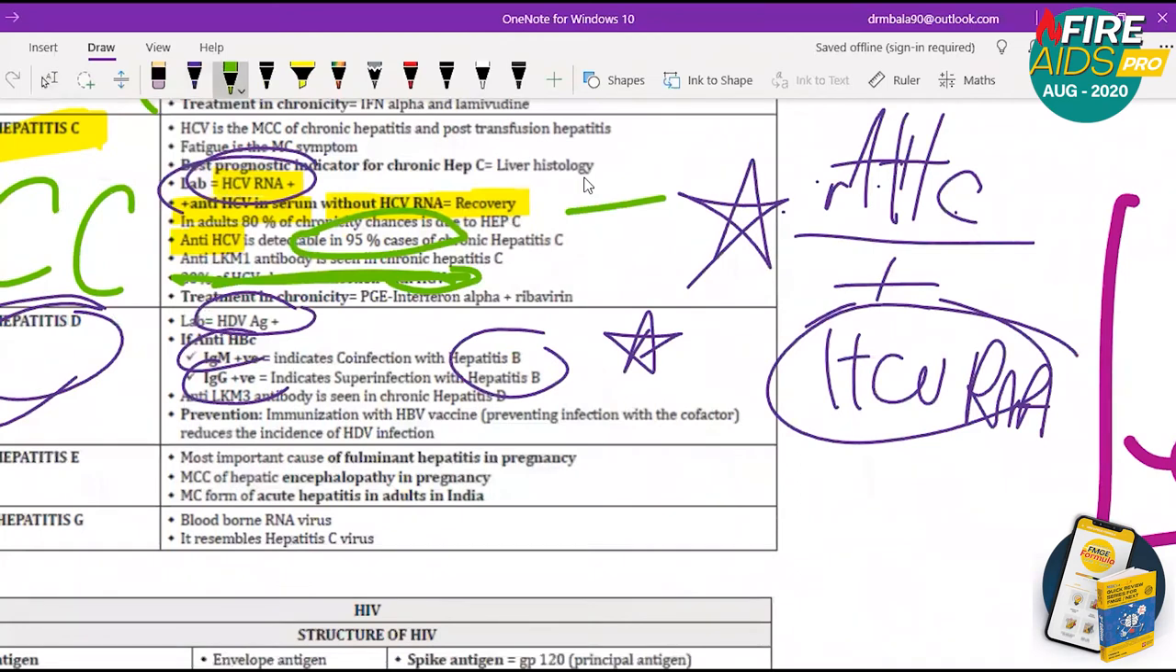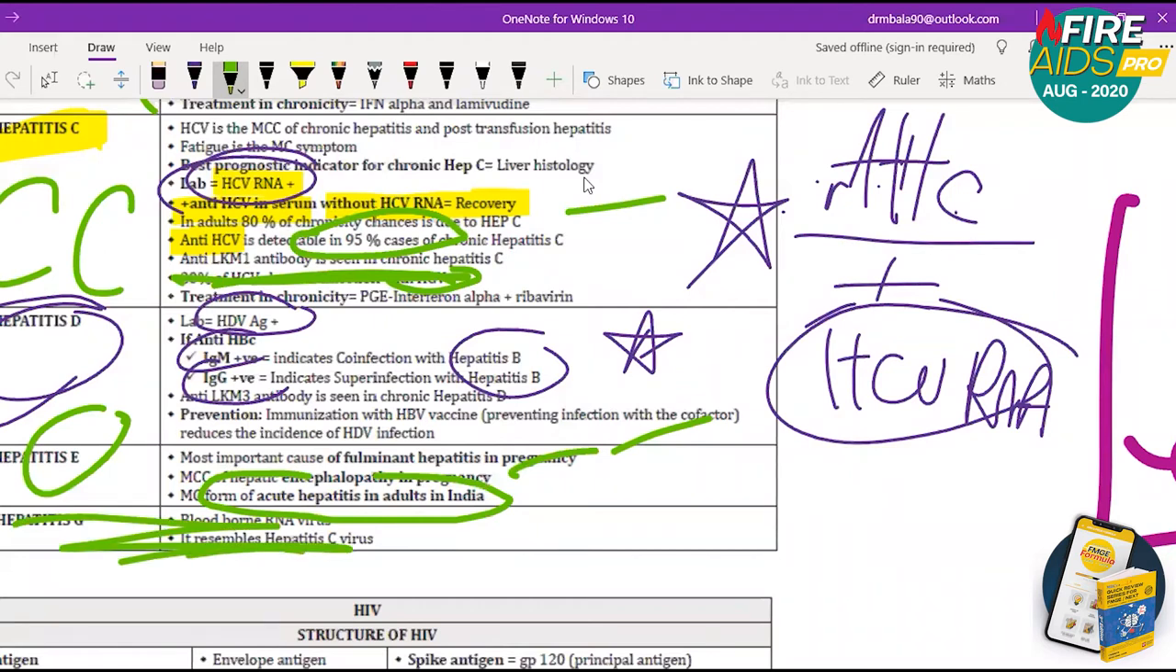Hepatitis E is the next one. It is the most important cause of fulminant hepatitis in pregnancy, the most common cause of hepatic encephalopathy in pregnancy, and also the most common form of acute hepatitis in adults in India. So forget about hepatitis G. You need to know these points.